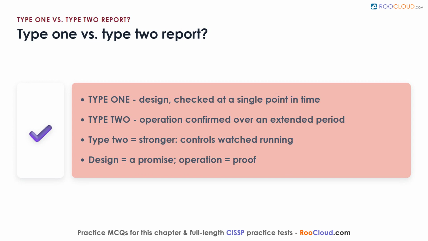Type 2 is the stronger claim because someone independently watched the controls run. Design on paper is a promise. Operation over time is proof.